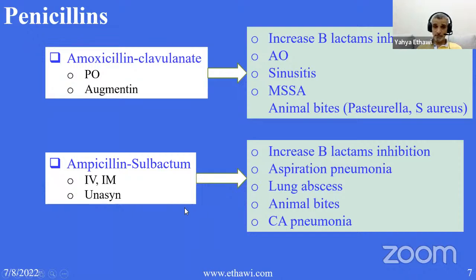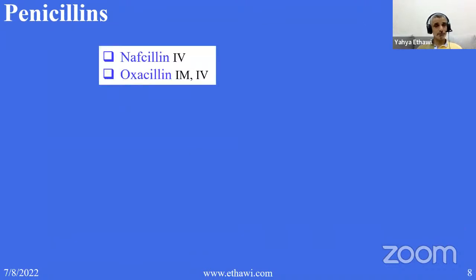extend ampicillin more, we can use it in lung abscess. We can also use it for animal bite, and for community-acquired pneumonia. Now, if you ask me what is the difference between community-acquired and hospital-acquired, of course, it's the difference of the environment, and that's why a difference in the types of bacteria, and therefore a difference in the antibiotics.